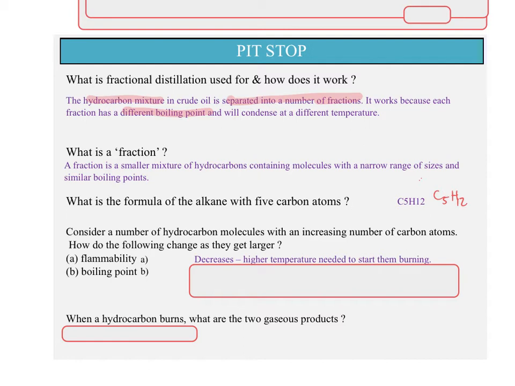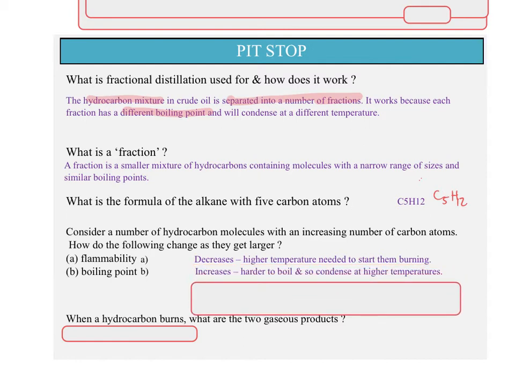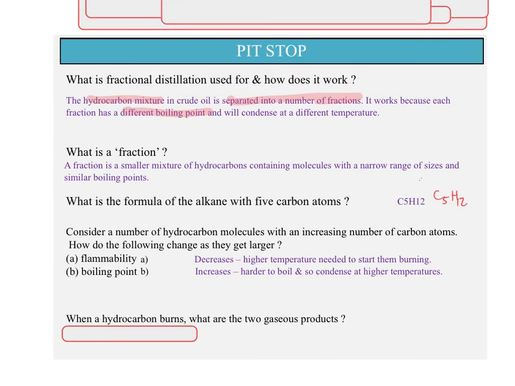Now for question 4a and b, as we increase the carbon length, the flammability decreases. That means that we need a higher temperature to start them burning. If you think about things down at the bottom, like bitumen and the stuff that's used for roads, tarmacking and things like that, it would be awful if they had a really low burning point, really high flammability, because they'd be setting on fire every time the weather was a little bit warm. For boiling point as well, they increase, so the boiling point is higher and harder to boil. They're also going to condense at higher temperatures as well. And when a hydrocarbon burns, what are the two gaseous products? So those are the products that are in the gas state, and we've got carbon dioxide, CO2, and water in terms of vapour.